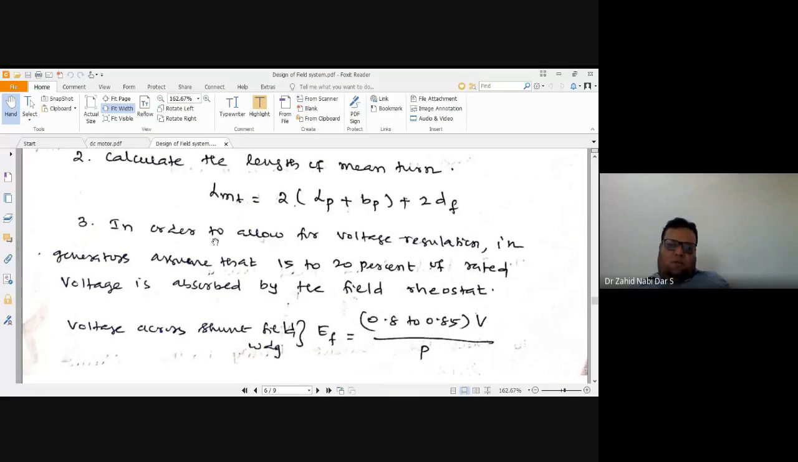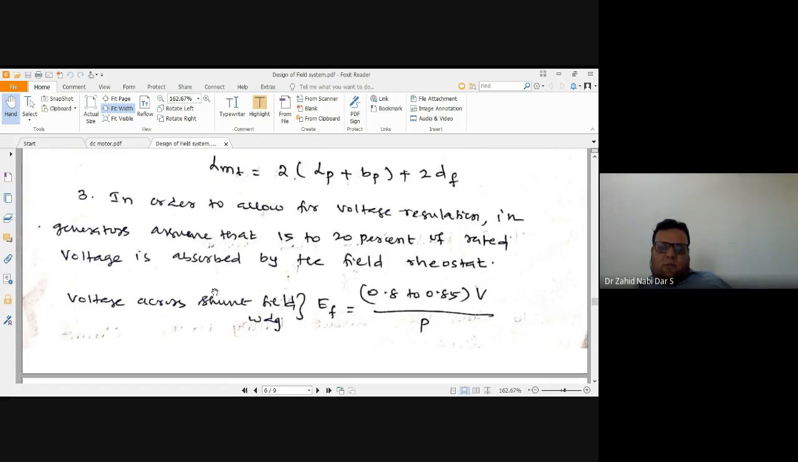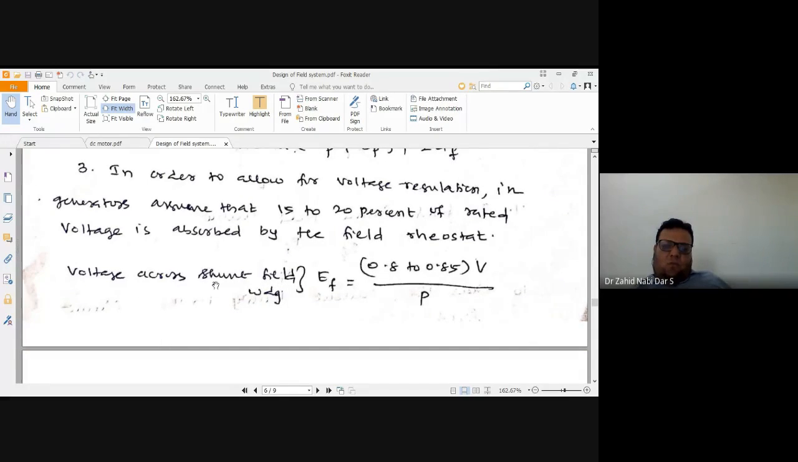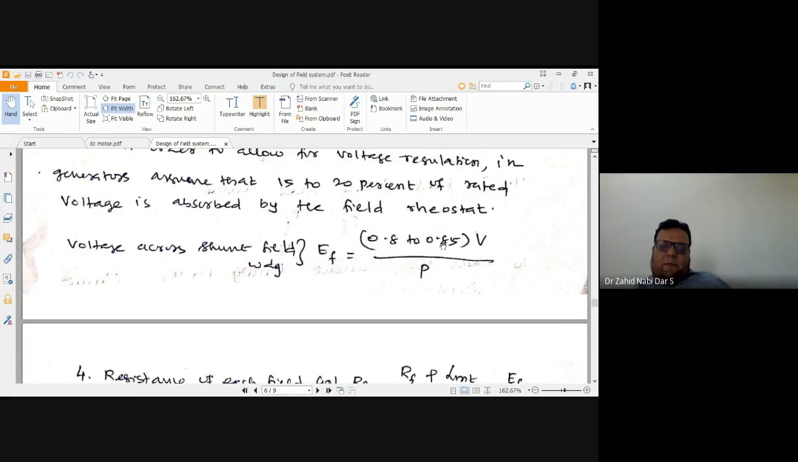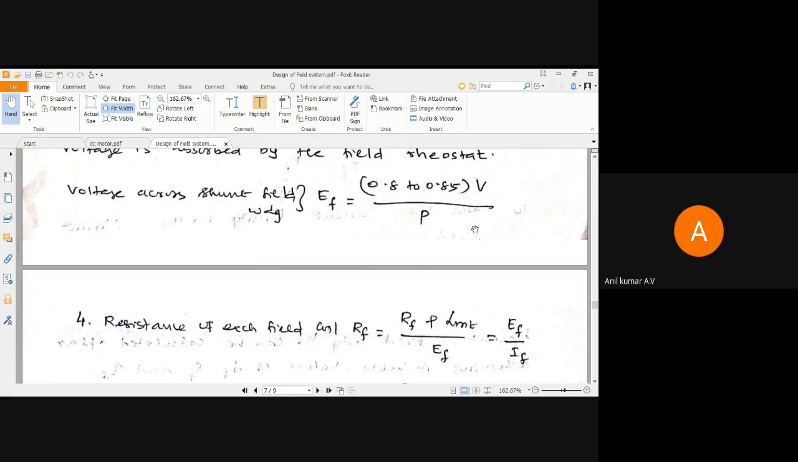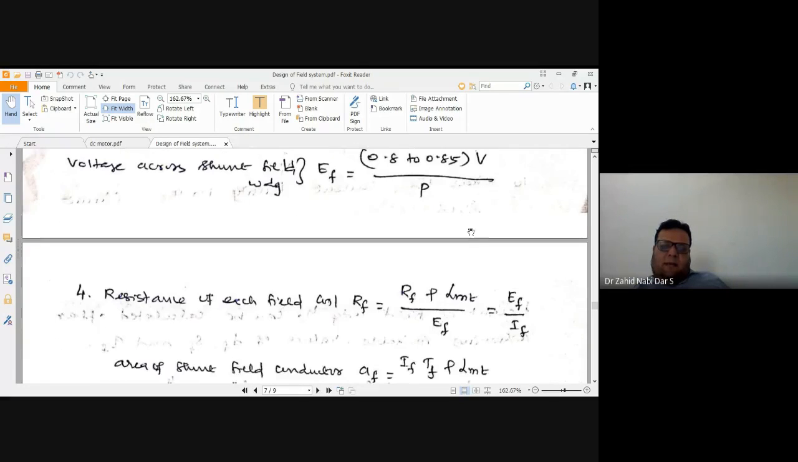So in order to allow for the voltage drop in generators, assume that 10, 15 to 20% of rated voltage is absorbed by the field rheostat. So there I have told you it was around 15%. So you have to take the voltage across shunt field winding to be around 80 to 85%. 80% means 80 by 100, 85 means 85 by 100. So this would be 0.8 to 0.85 V by P. So this is what, voltage per pole. So once you get this voltage per pole, you can easily get your resistance. Resistance is expressed in terms of Ohm's law, EF by IF. So this EF by IF is also given by rho F.